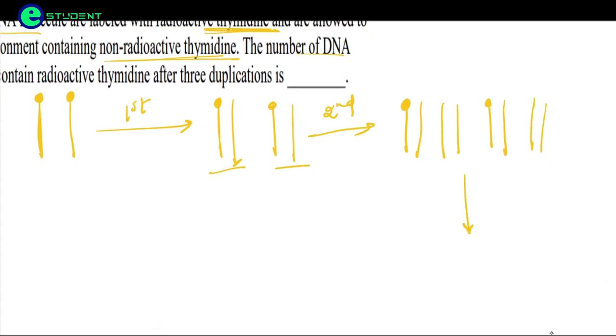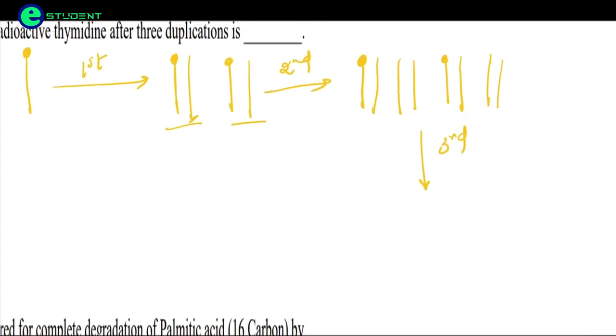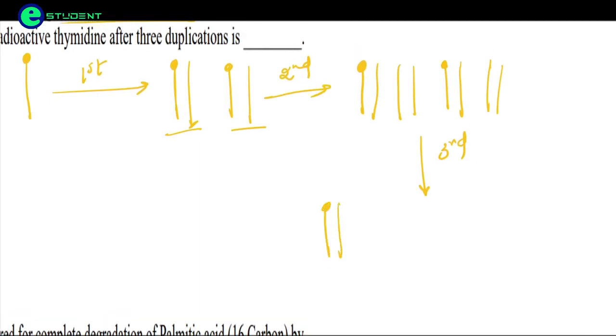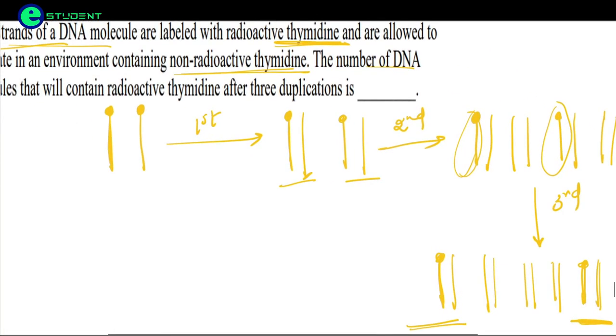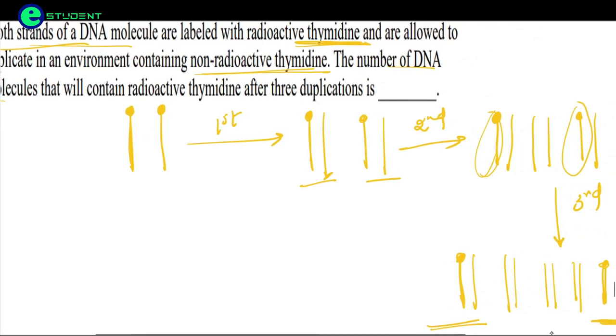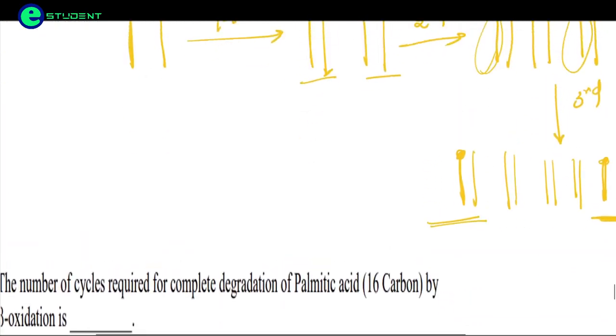Now let's see what happens in the third duplication. Now this is going to be radioactive, non-radioactive, non-radioactive, non-radioactive, radioactive. Sorry, this is going to be non-radioactive, non-radioactive. Okay, so see, I'm just duplicating these ones here. This one is duplicated, again this one is duplicated here. So we are getting only 2 DNA molecules which are radiolabeled after 3 duplications.